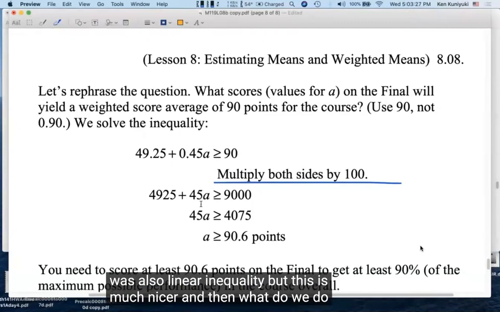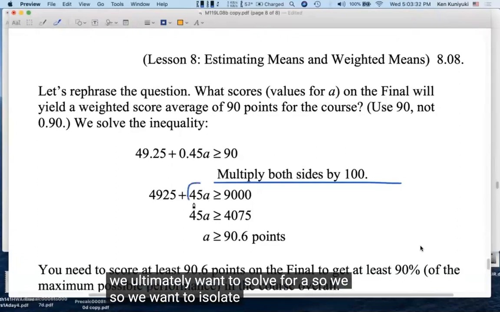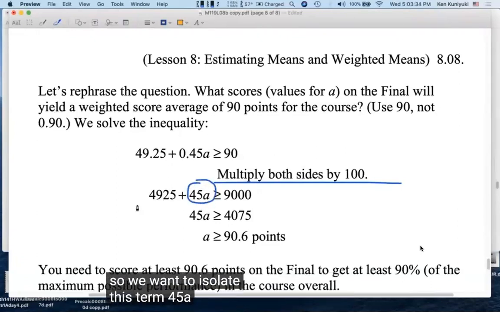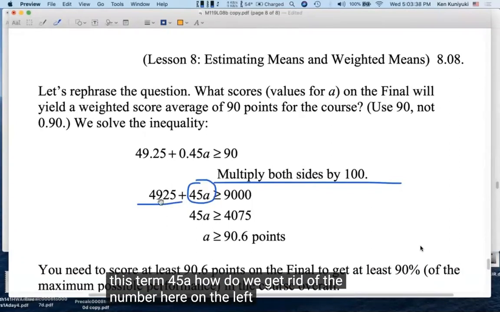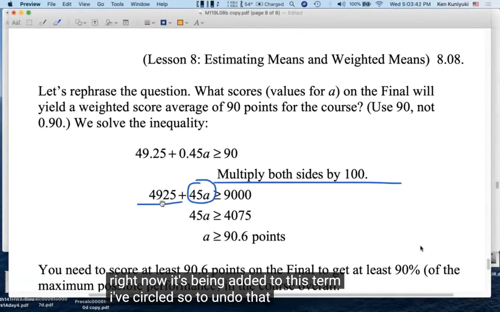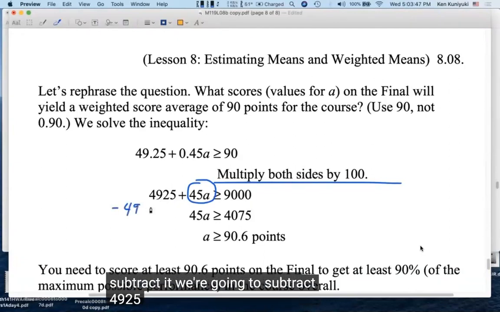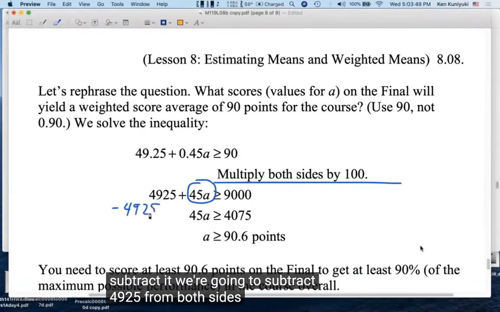And then what do we do? We ultimately want to solve for A. So we want to isolate this term, 45A. How do we get rid of the number here on the left? Right now it's being added to this term I've circled. So to undo that, let's subtract it. We're going to subtract 4,925 from both sides.